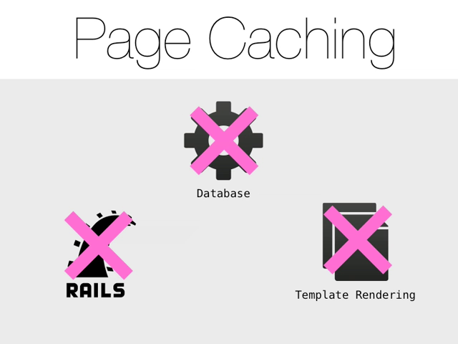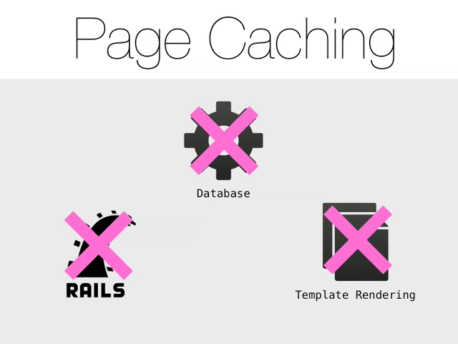Now, page caching skips out on all that. We don't have to touch Rails, it doesn't even touch the database, and doesn't touch template rendering, because once a file is written to the public directory of the web server, Rails isn't even involved at all. It's just sending files straight back to the browser.